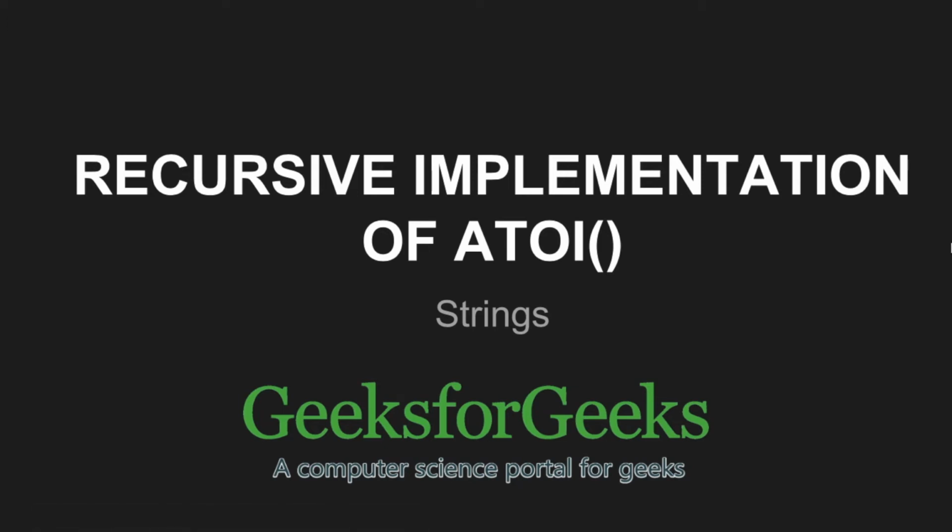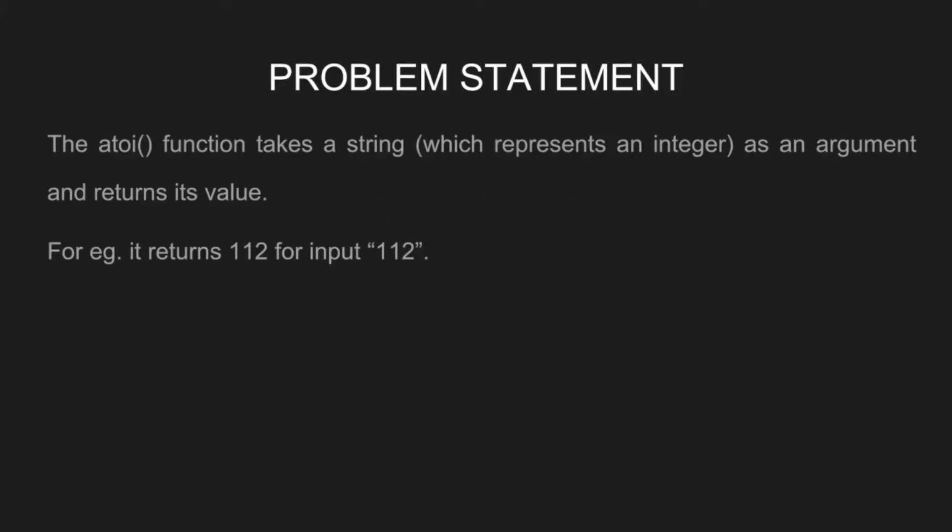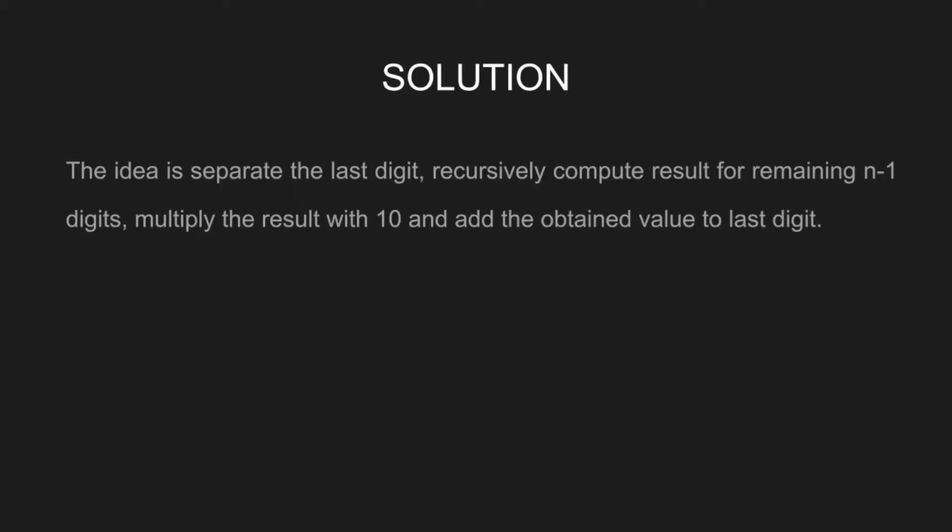This is a video tutorial on the recursive implementation of atoi function. The atoi function takes a string which represents an integer as an argument and returns its value. For example, it returns 112 for input string "112". The idea is to separate the last digit, recursively compute the result for the remaining n-1 digits, multiply the result with 10 and add the obtained value to the last digit.